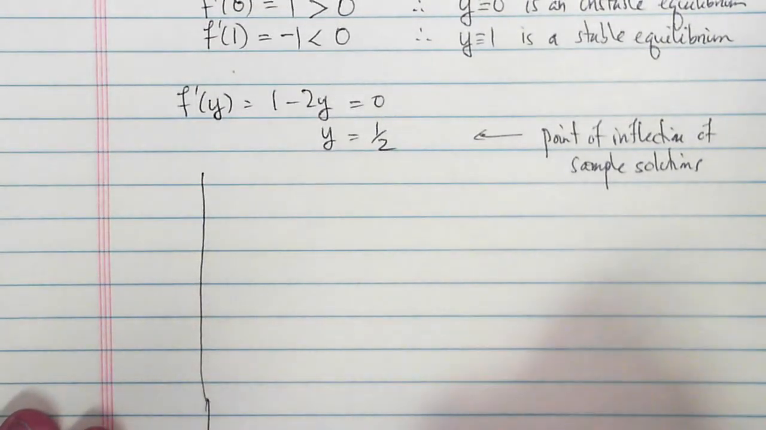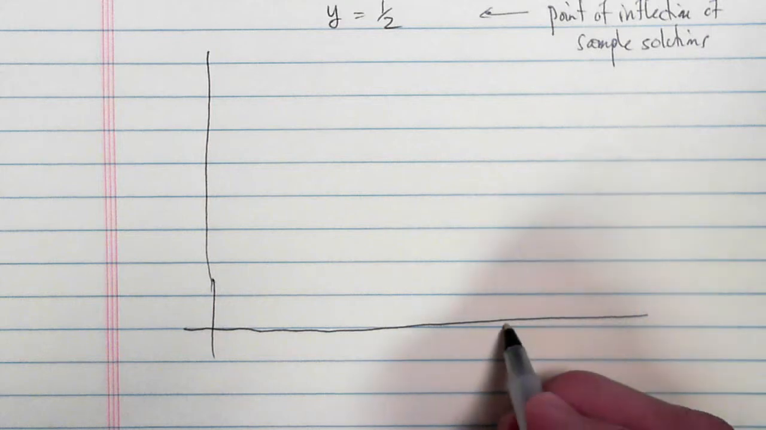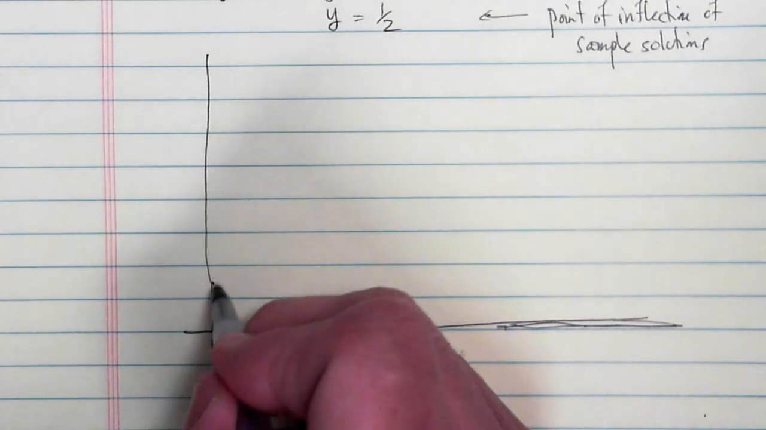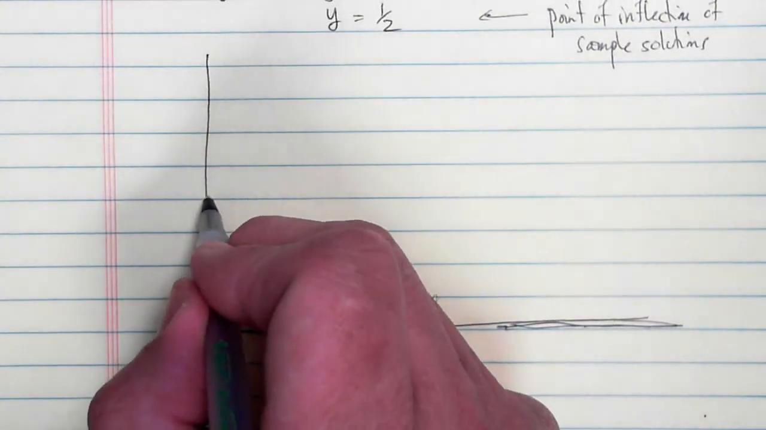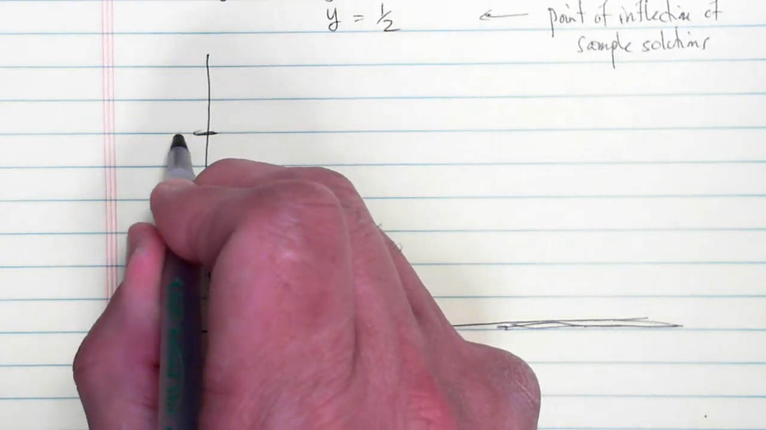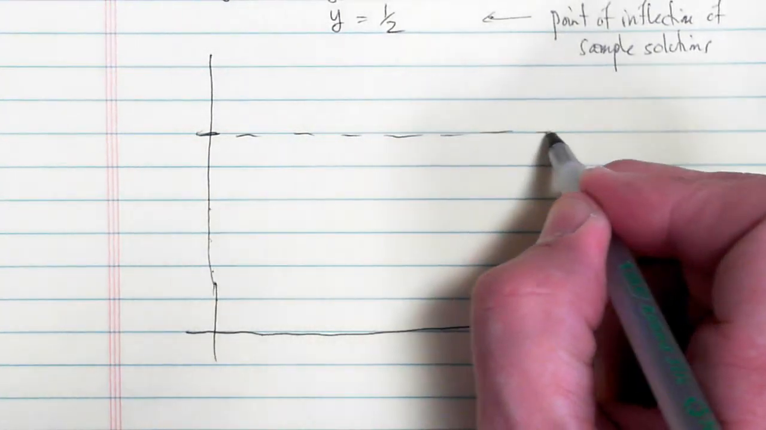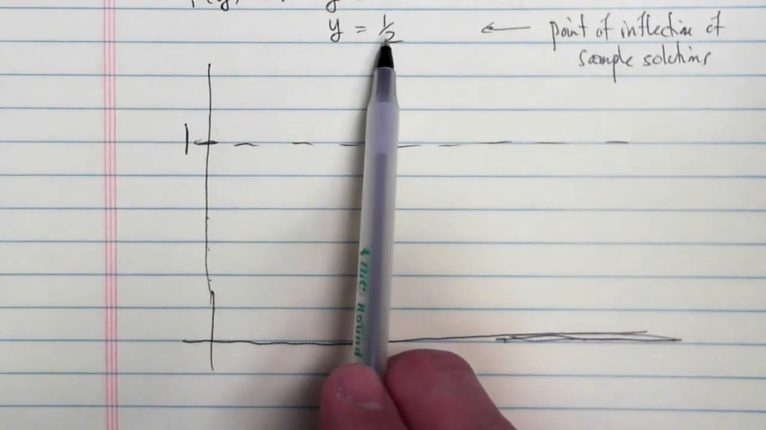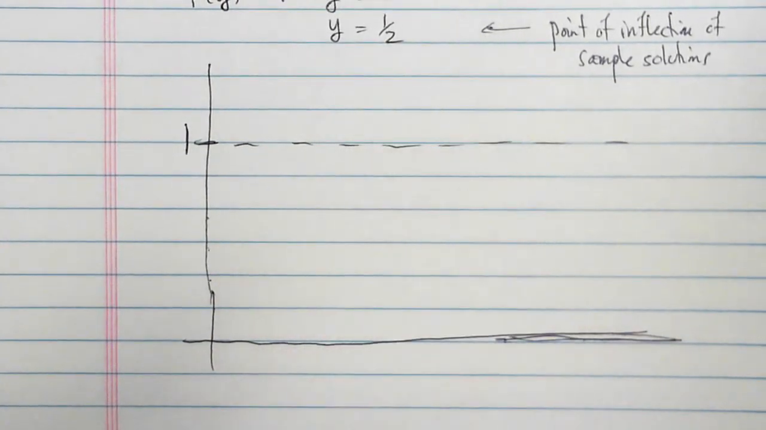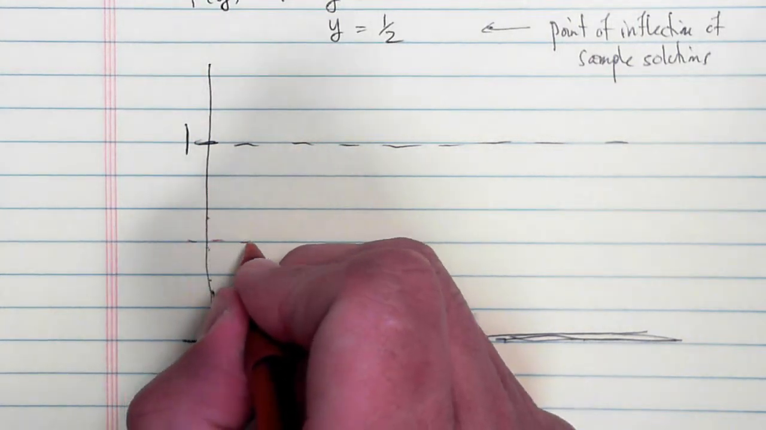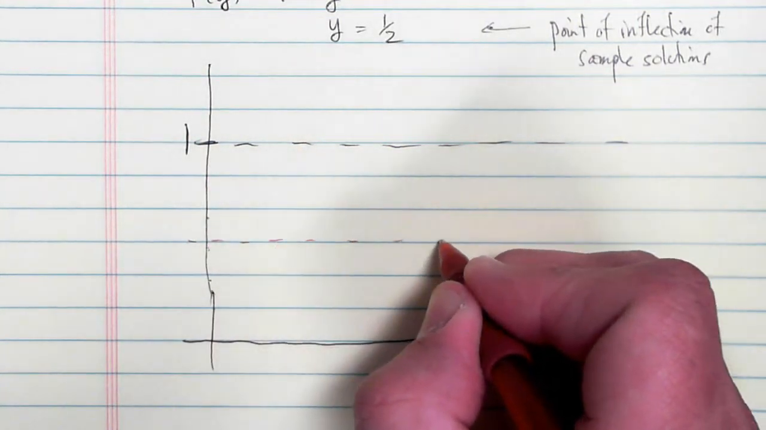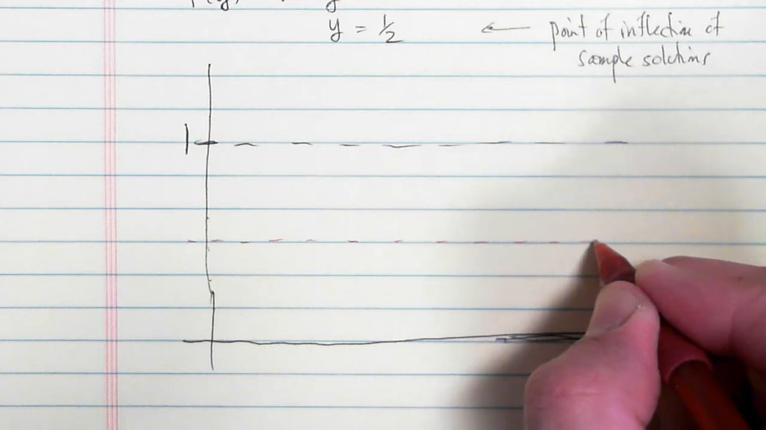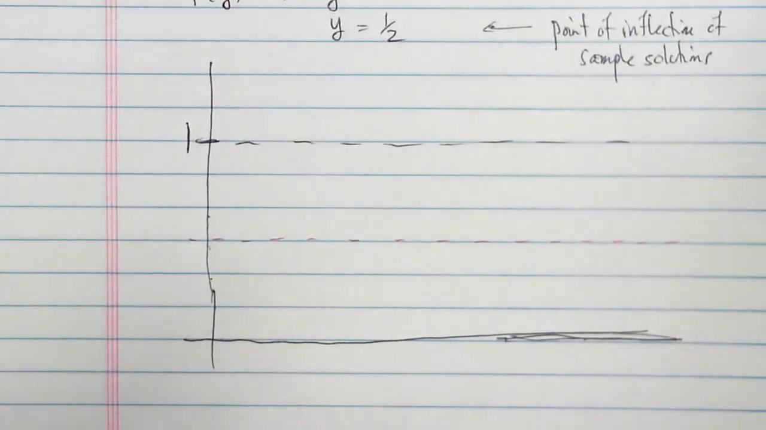So there's 0, nice and perfectly horizontal. Let's put 1 up here. And I found that 1/2 was a point of inflection. So let me put that in very light red, just as a reminder that when I draw my sample solutions, they have to change concavity when they pass that red line.